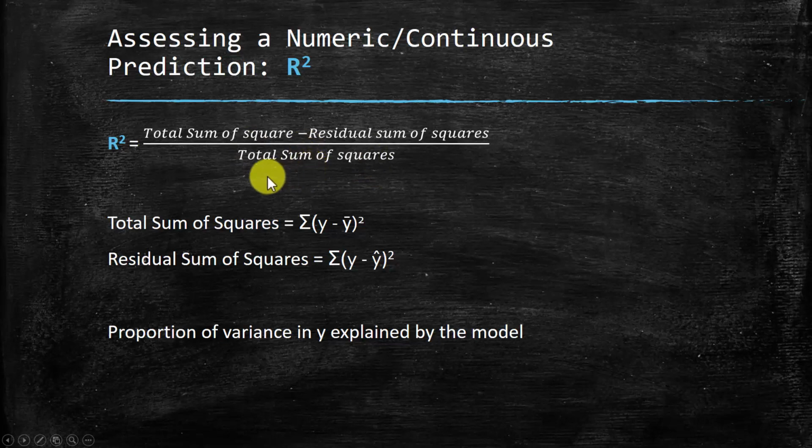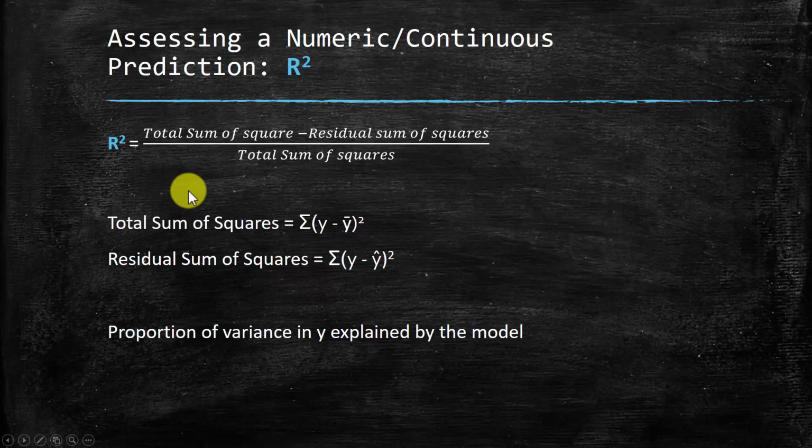And then in the numerator, we take that value, subtract from it the residual sum of squares, which is effectively just the sum of the squared residuals. So now instead of subtracting the average y value from each value, you're subtracting the predicted or y hat value, the predicted value for that value. So what this basically gives you back is the proportion of variance in y explained by the model. And if you look at the equation, that should make some sense.